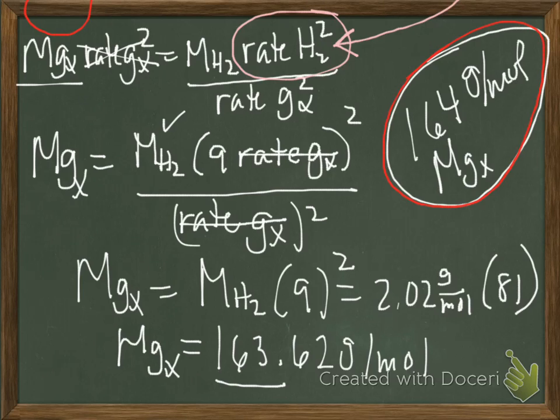These problems aren't hard once you're used to them. This is the first type of problem you're going to have where you're comparing two rates and you're given the ratio of those rates. You know, the ratio of one is 9 times, 16 times, 4 times the rate of the other. Find a molar mass.